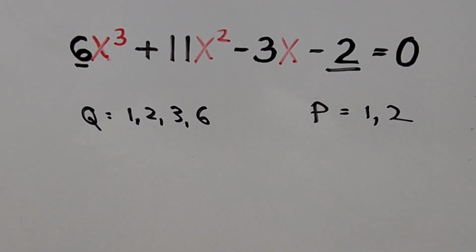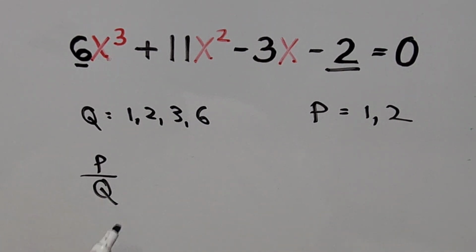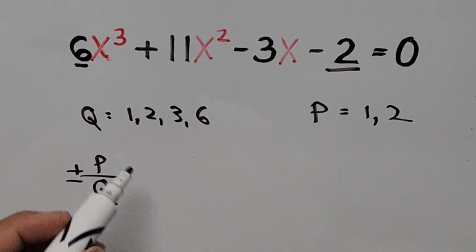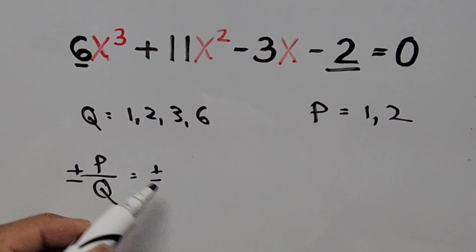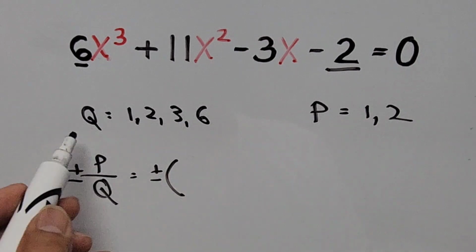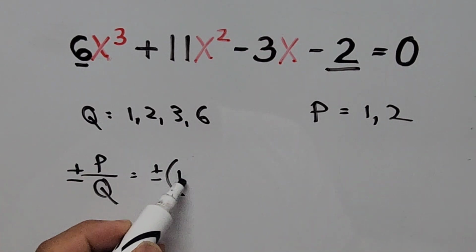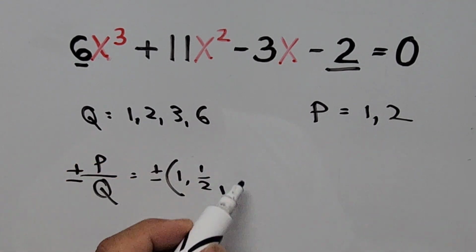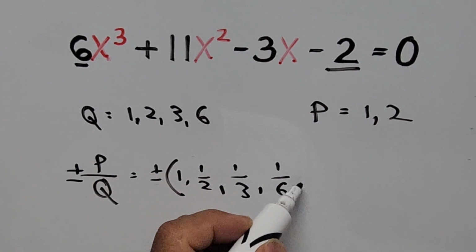And next, we're going to divide p by q. And that will give all the possible combinations of these positive and negative values for the values of x. So this is equal to positive or negative, all the set of values of p divided by q. So here it starts with 1. 1 divided by 1 is 1. 1 divided by 2 is 1/2. 1 divided by 3 is 1/3. 1 divided by 6 is 1/6.